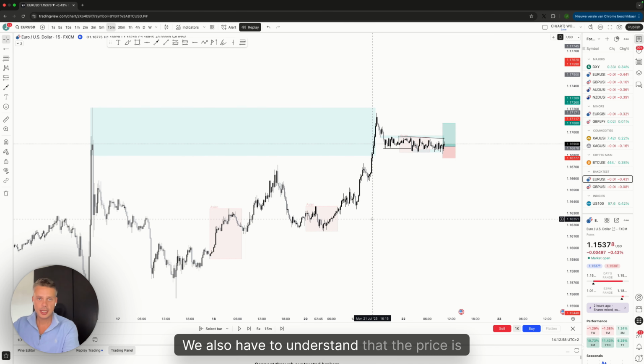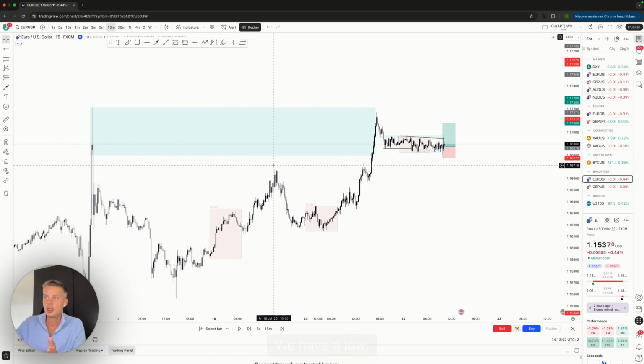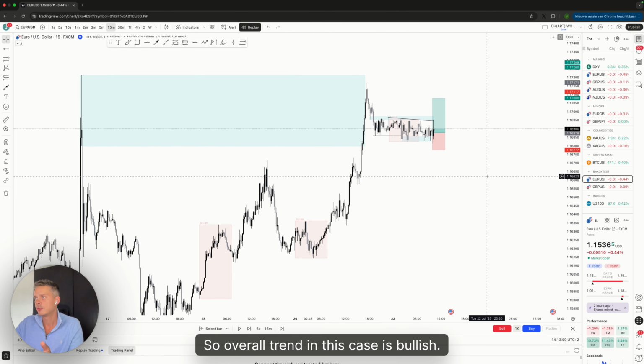We also have to understand that the price is pretty bullish, right? We have a low, we have a high, higher low, higher high. So overall trend in this case is bullish, right?